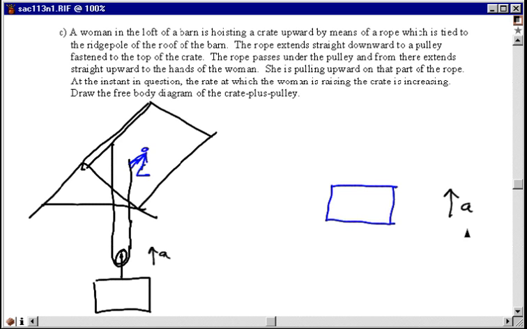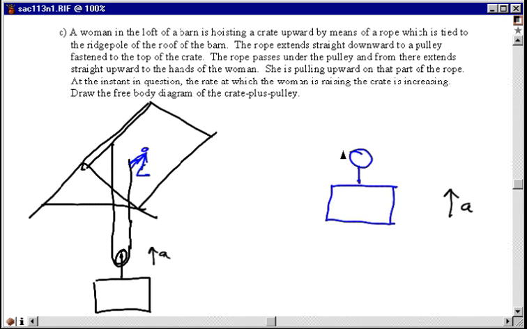Acceleration is drawn as an arrow that's not touching the crate, unlike all the other arrows. The arrow should be either the tail touches the object and the arrow extends away from it, or the head is touching the object, the arrow extending toward it, like we do sometimes with a normal force. And also we're supposed to consider the pulley. Crate plus pulley is what we're drawing the free body diagram of. So this is actually our object.